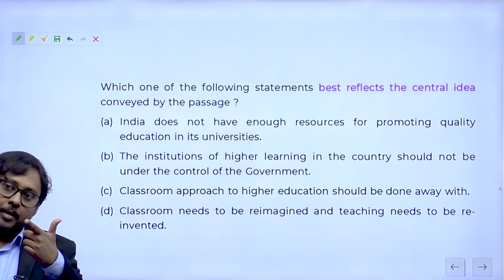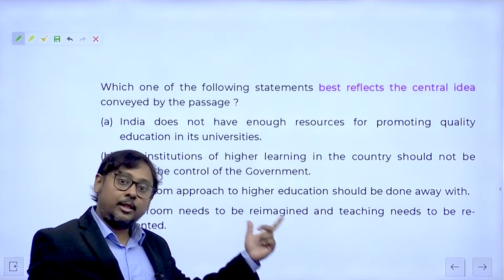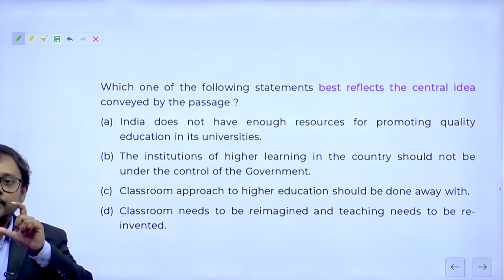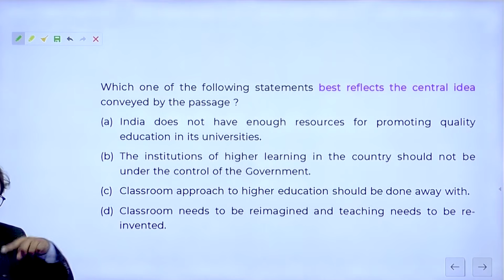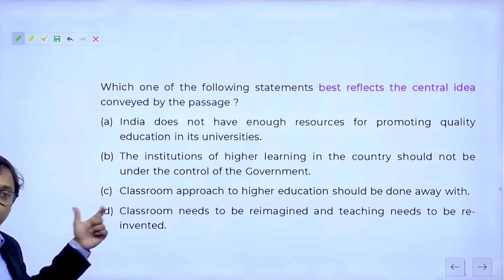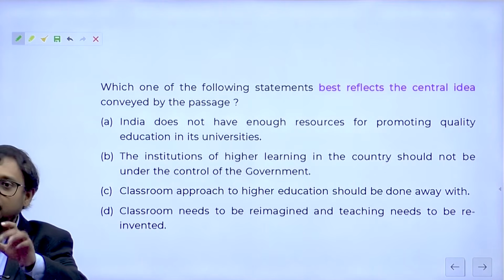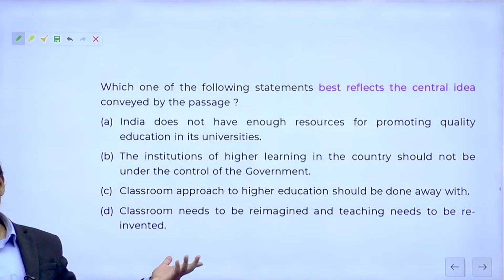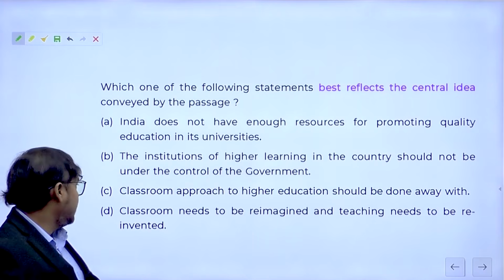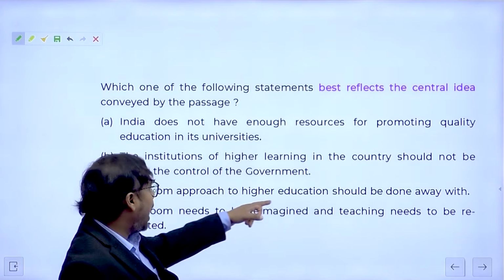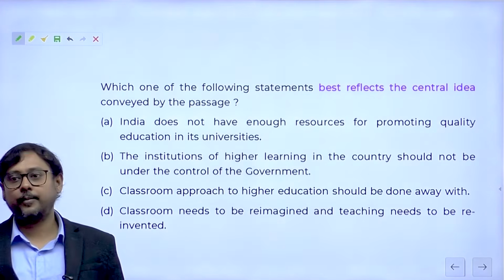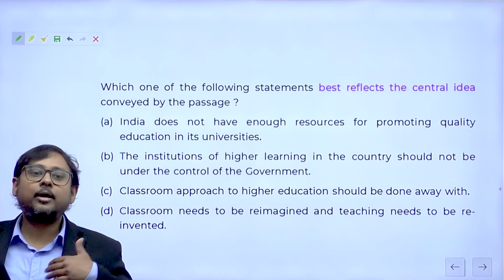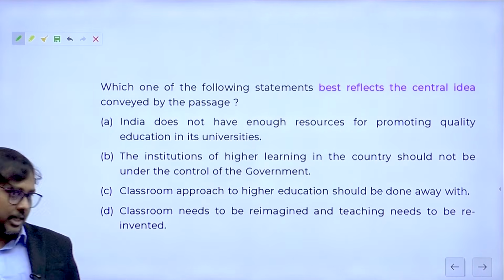Whenever there is an option which is you designate as finality, वो गलत ही होता है, because in case it's extreme, you're right. But if the passage is extreme, and we'll see example also, अगर passage extreme है ना, option में भी अगर extreme दे रहा है, then it will be correct. Because passage is extreme, right? Option can be extreme. But if it's a finality, classroom approach to higher education should be done away with. It's you cannot argue. It's like arguing with a child.